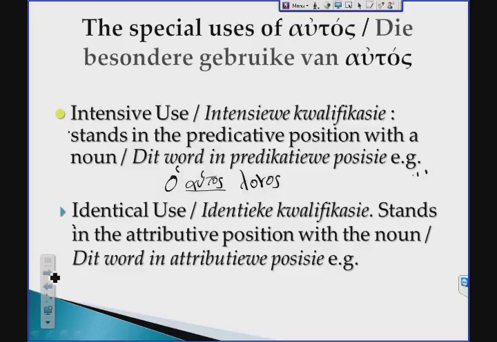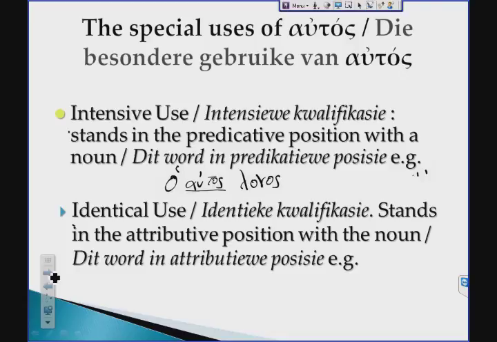Actually, that is the example which we have in the book. Autos, not autos, sorry. The same word, okay? The same word. It's not the word itself anymore. It is the same word. You say, I was saying the words themselves, the words themselves, it's intensive. You are intensifying. But then, if it's identical, something similar, identical, like twins, the same word.